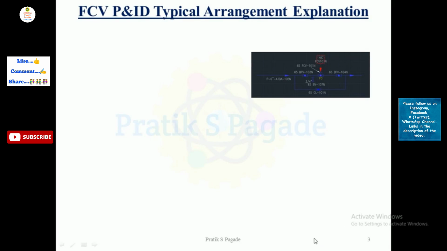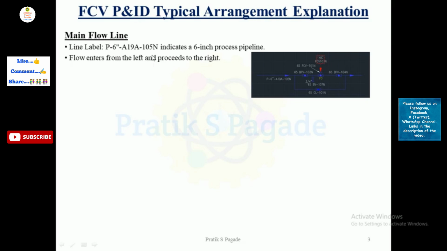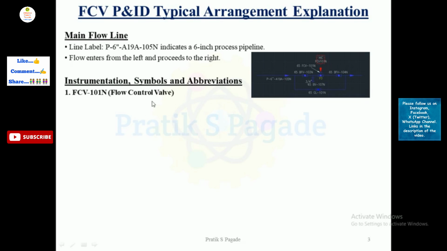So here see, main flow line label P 6-inch A19A105 indicates a 6-inch process pipeline, A19A is the piping class, and 105 is the line number. Flow enters from the left and proceeds to the right. Instrumentation symbols and abbreviations, let's see. FCV 101, flow control valve.